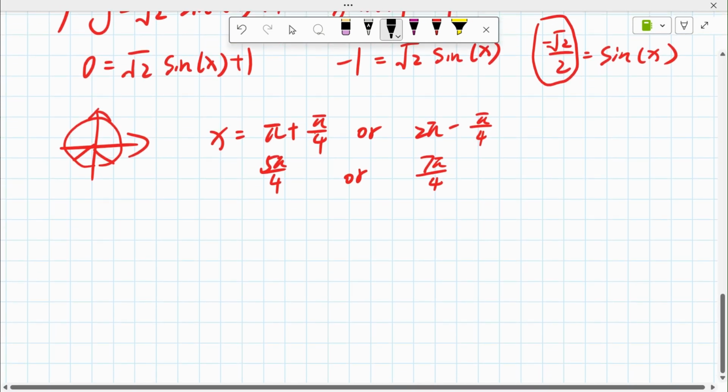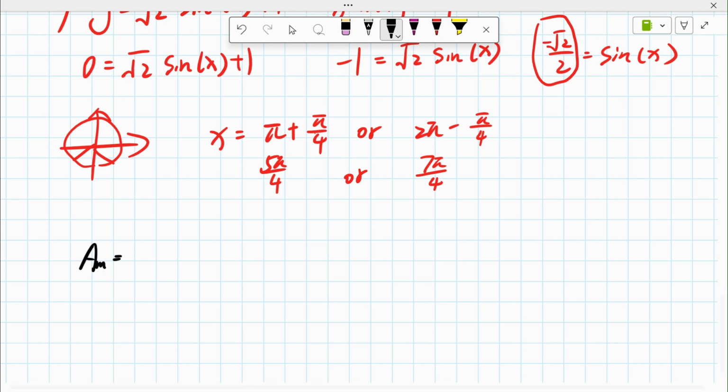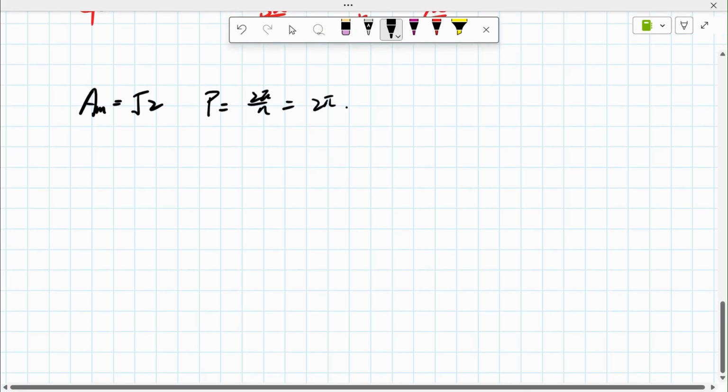Also we can sketch the graph of root 2 sine x plus 1. Does anyone remember the amplitude? The amplitude equals root 2, and the period equals 2 pi on n, which equals 2 pi. Because you're moving up by 1 unit, your graph will look like that.